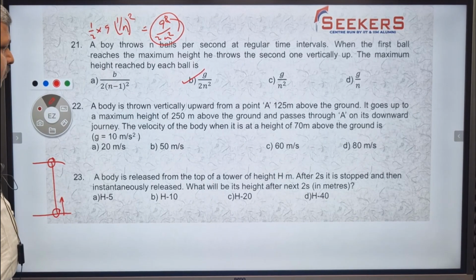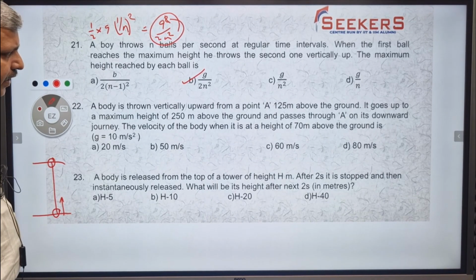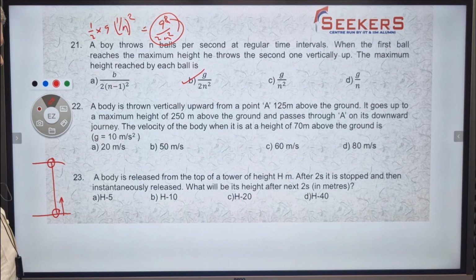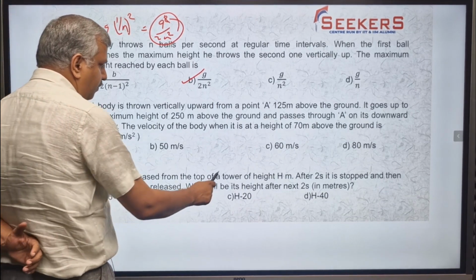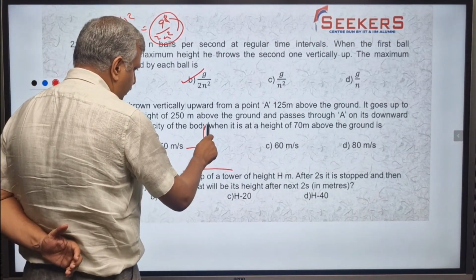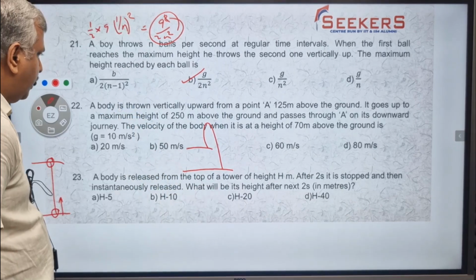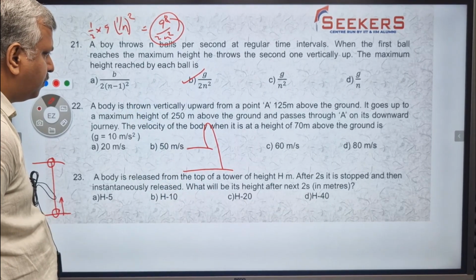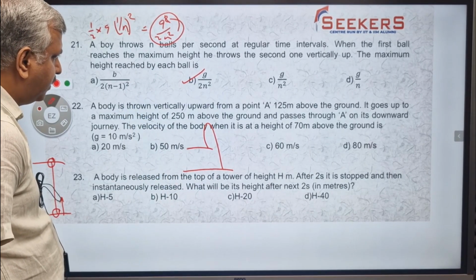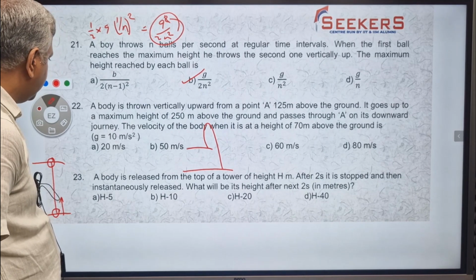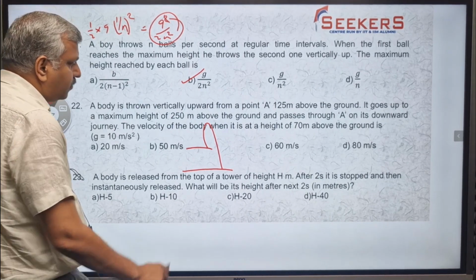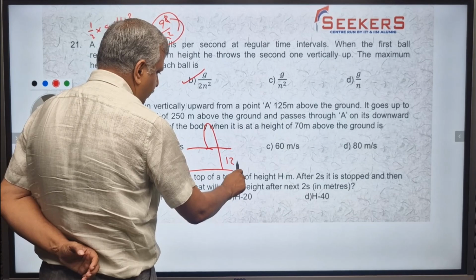A body is thrown vertically upwards from a point A, 125 meters above the ground. It goes to a maximum height of 250 meters above the ground. So this is the ground, 125, it goes up and then comes down. It passes through A on its downward journey. The velocity of the body when it is at a height 70 meters above the ground is how much? Okay, interesting. So this is 125.